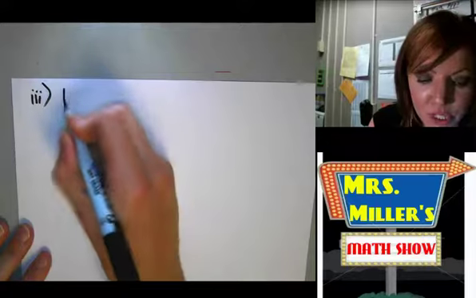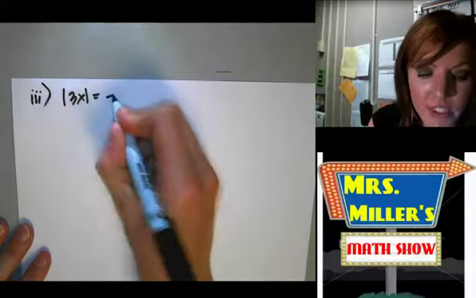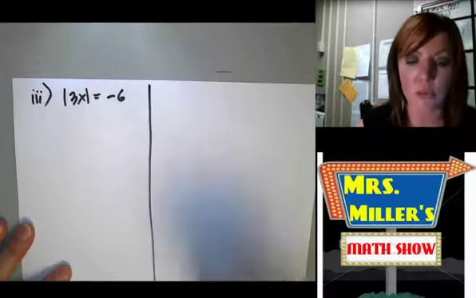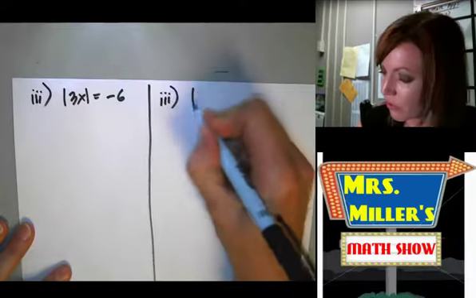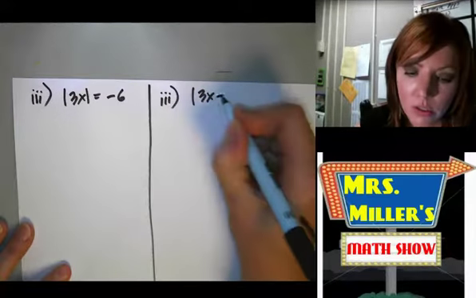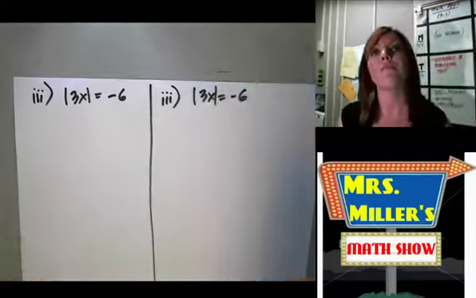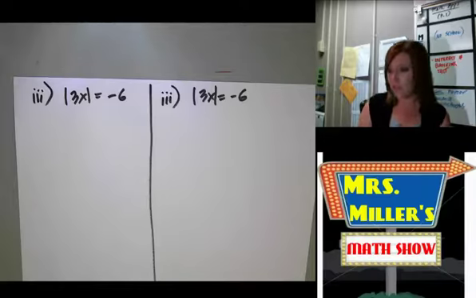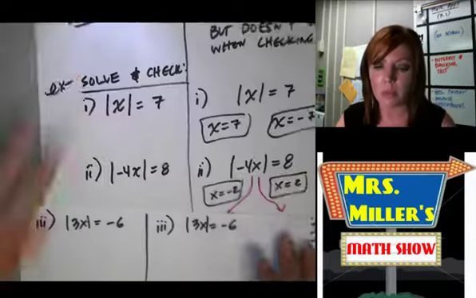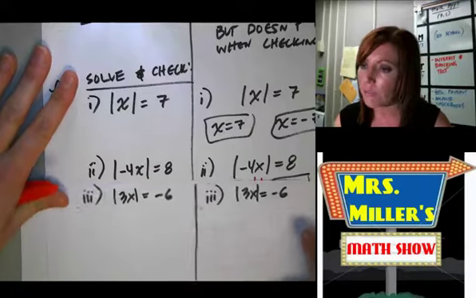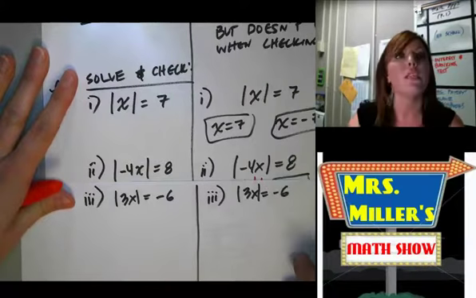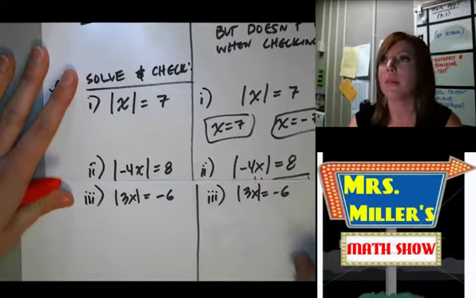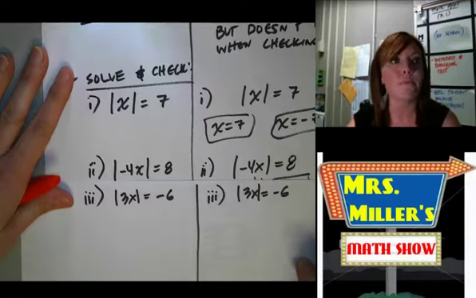Let's see, the third one. The absolute value of 3x equals -6. Pay attention to this one. The absolute value of 3x equals -6. So there's something different about this problem than the other ones. So far, it looks kind of similar, I guess, to the last problem. But if we look at them, there's something a little bit different here. Anybody have any suggestions about this one? Kendra?